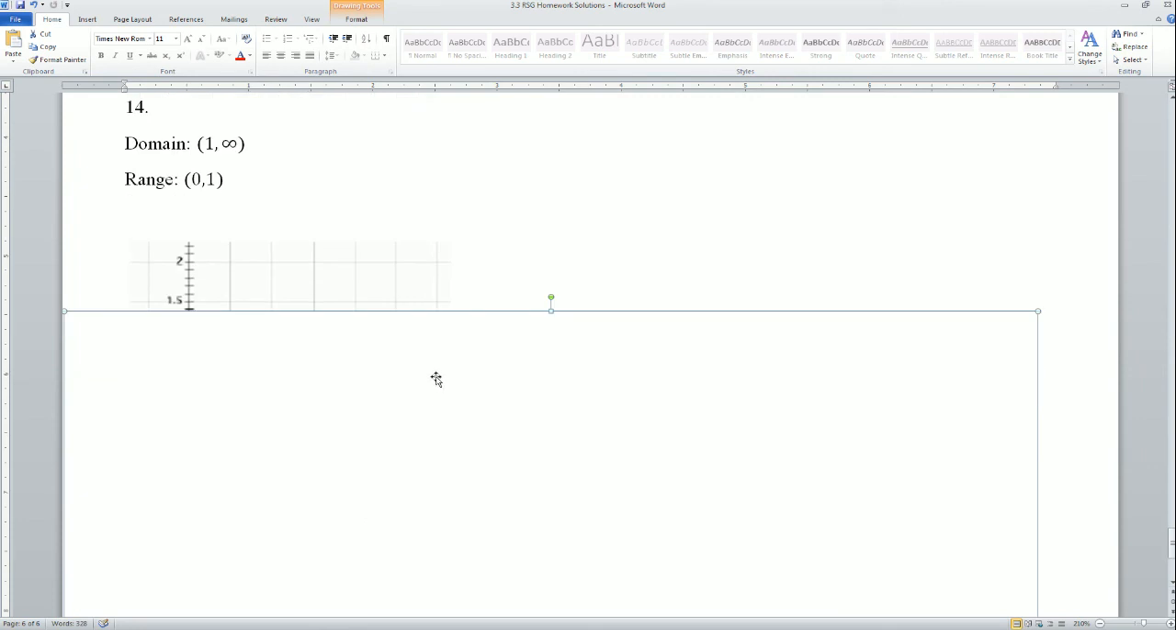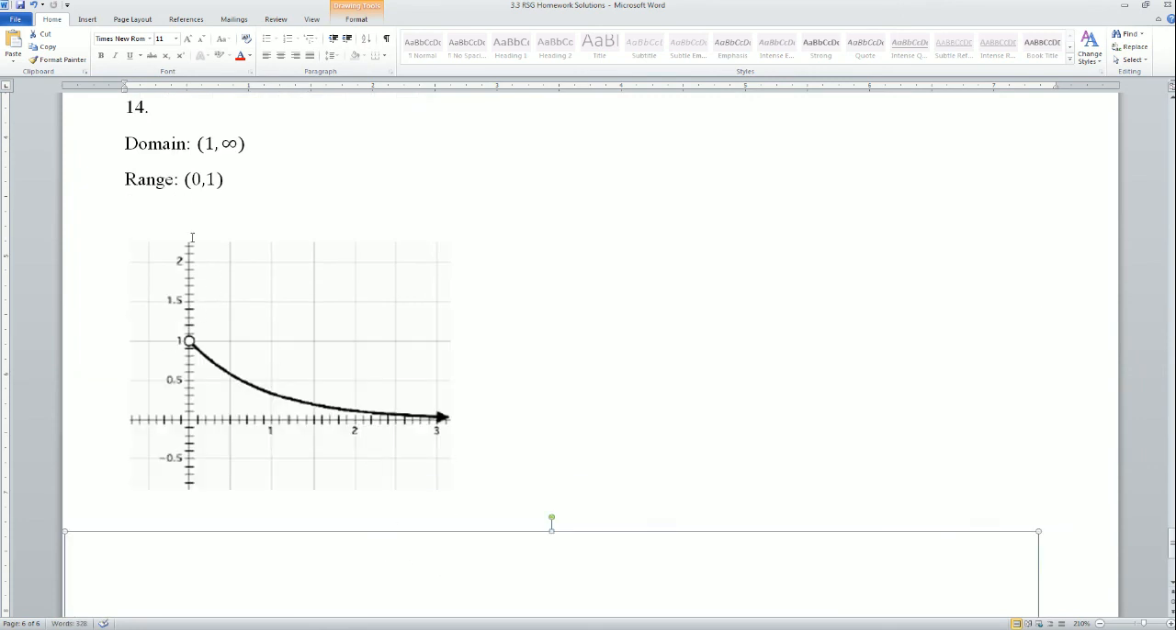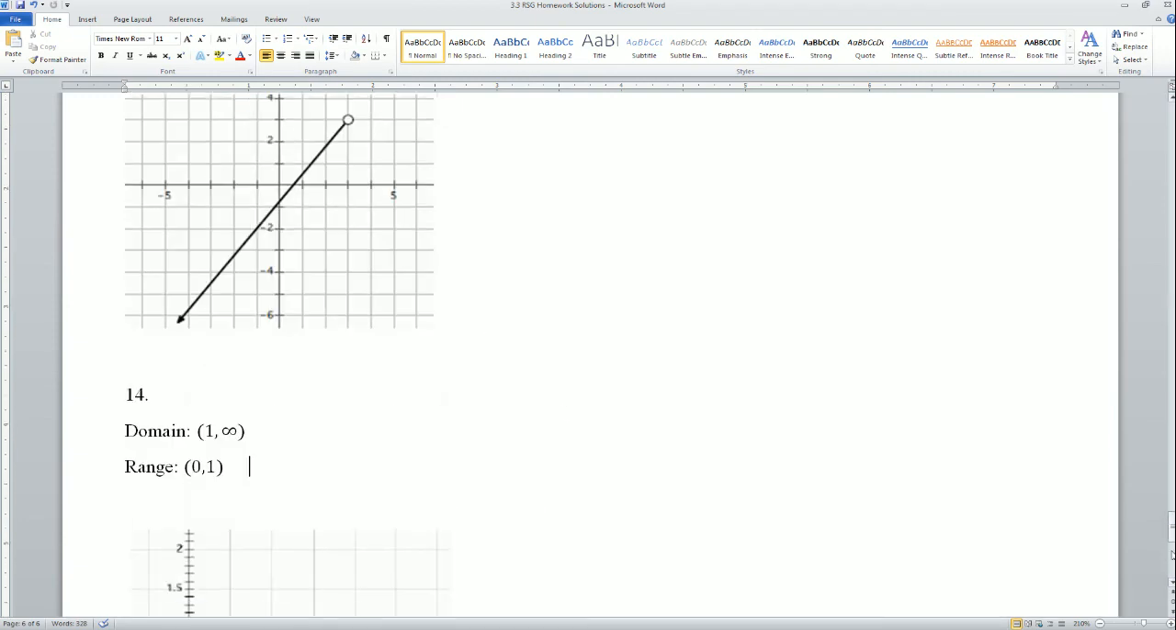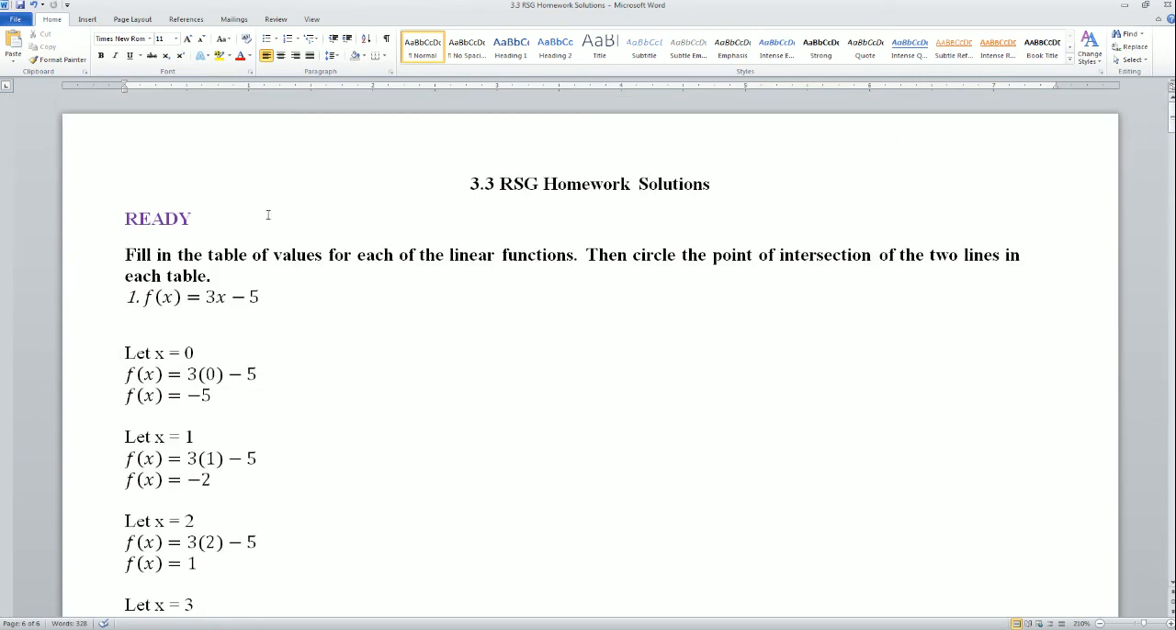Next one, 14. Here it's open at 1. That's why the domain goes from 1 all the way to positive infinity. For the range, it starts at our smallest value 0, goes all the way up to 1, but it's open at 1, does not include 1, right? There you go, that is 14, that is your answer. Alright, there you go. Those are all your homework solutions for 3.3.